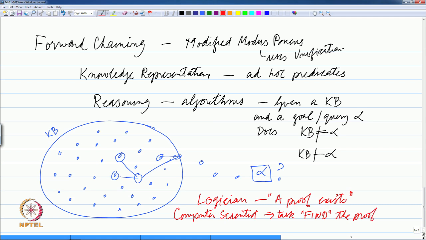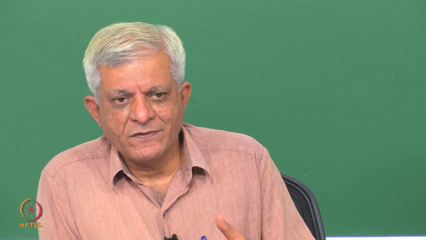The logician or the mathematician does not give you the process through which he or she arrived at the proof, whereas when we are writing programs to find proofs, then that becomes our primary goal essentially. How do we find a proof essentially?